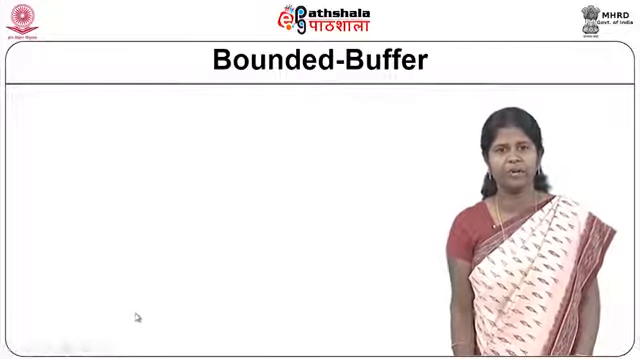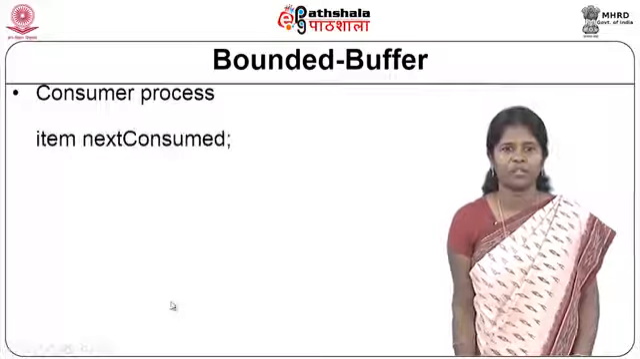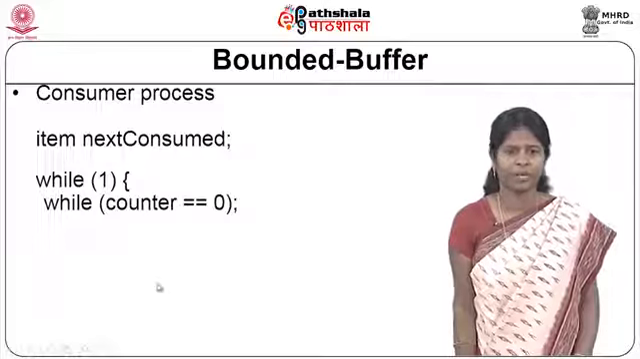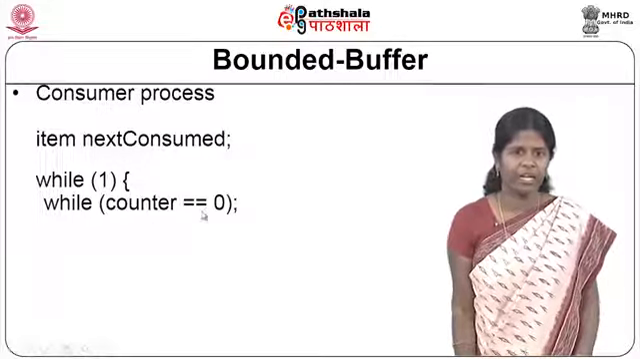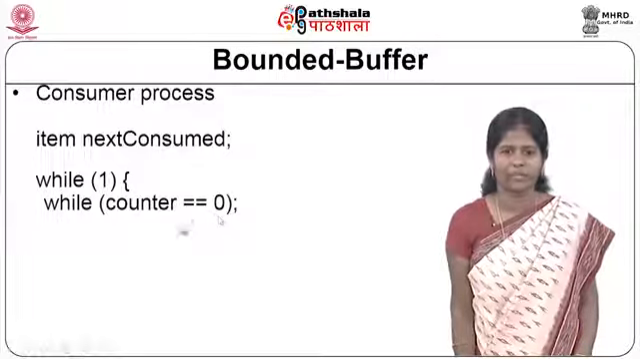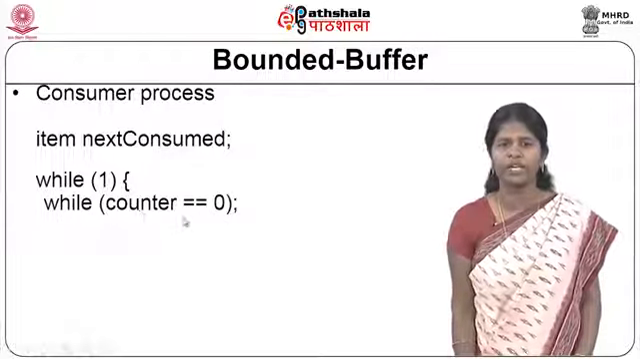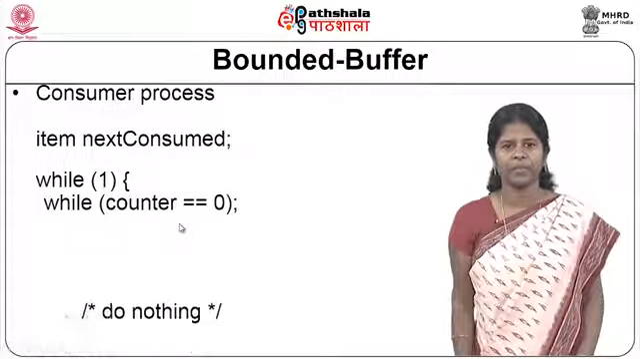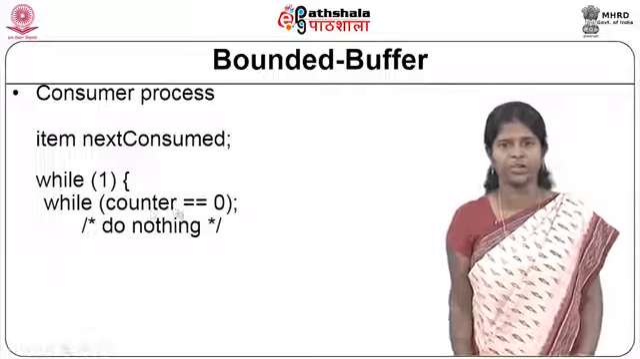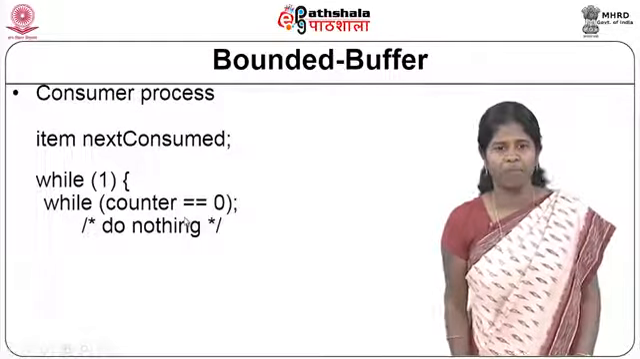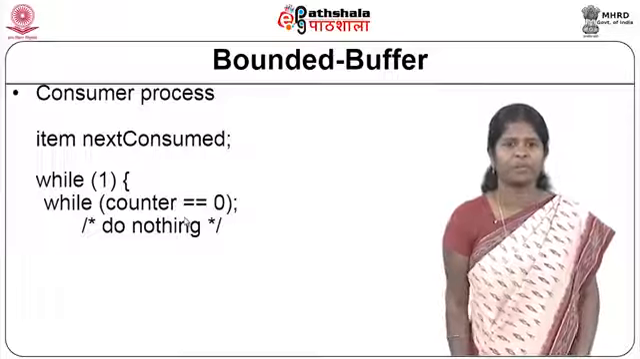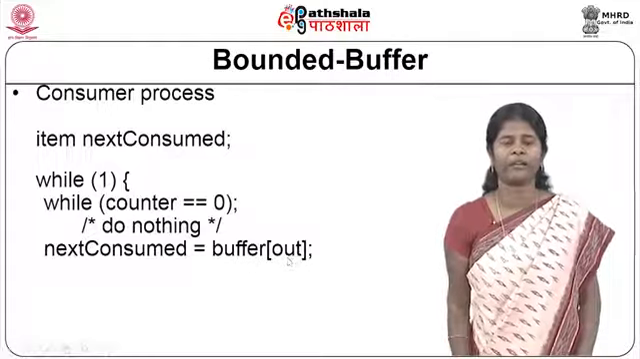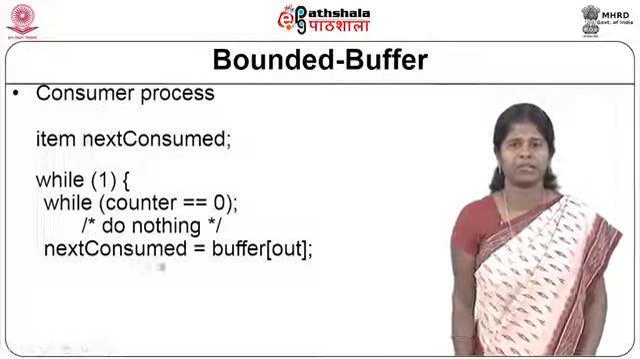And similarly, if you look at the consumer's code, the consumer first checks if the buffer is empty or it has something to pick from. If the buffer is empty, the counter variable is checked; the counter variable will be 0. So, as long as the counter variable is 0, the consumer cannot consume, it will be waiting. And if the counter variable is not 0, then it means that there is some item present in the buffer, and it will remove that item that is pointed to by the out pointer and place it into this next consumed variable.